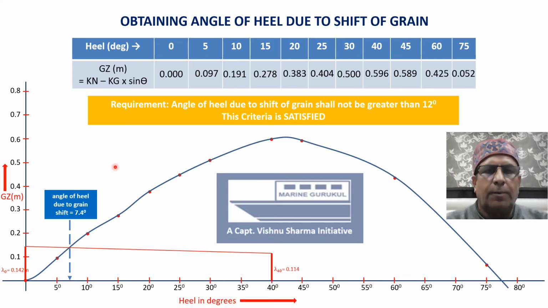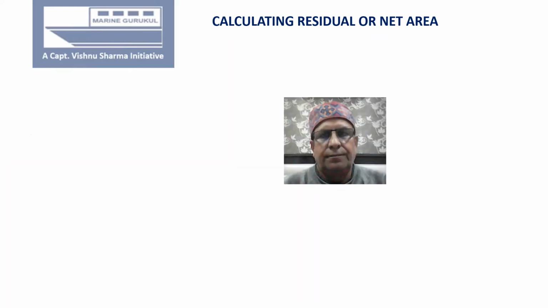What is the requirement of the code? Requirement is angle of heel due to grain shift shall not be greater than 12 degrees. In our case, this angle is 7.4 degrees, and therefore this criteria is also satisfied.